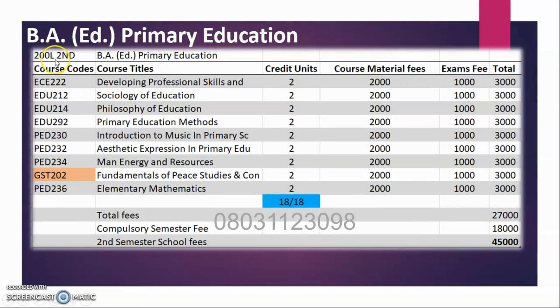Then 200 level second semester, you have these courses to offer. All of them you are expected to pass. That's why you see 18 of 18. It's a flat fee because the credit unit is the same all through. You pay the same for the textbooks, the same 2,000, and for exams you also pay 1,000. Sum them up with the 18,000 compulsory fee, you'll be having 45,000 as a fee.